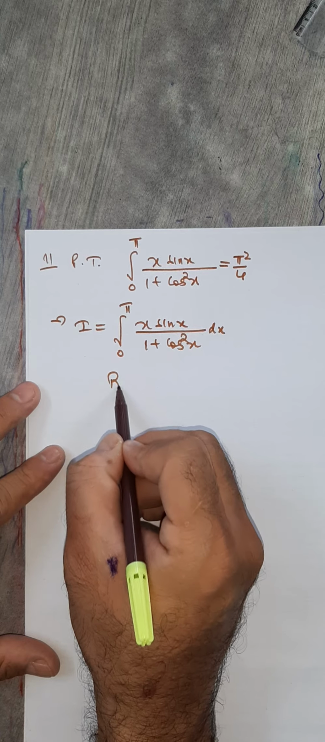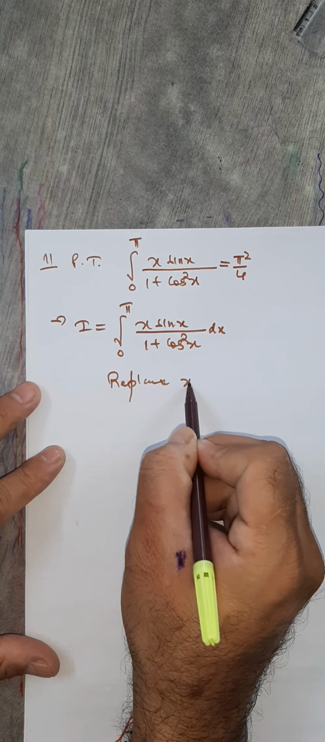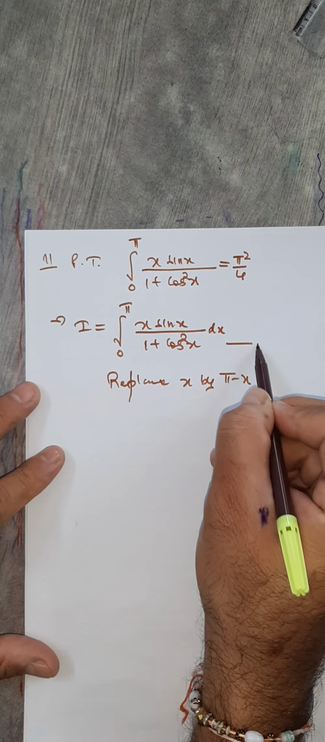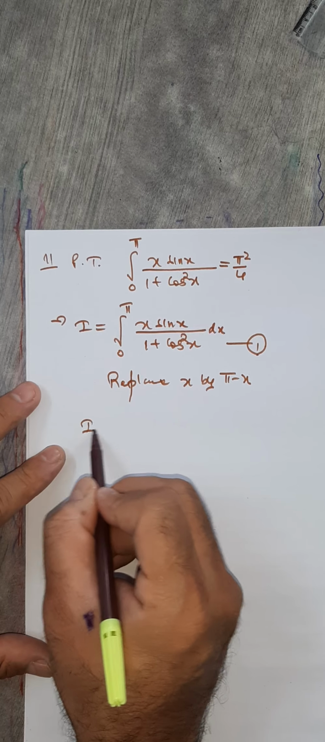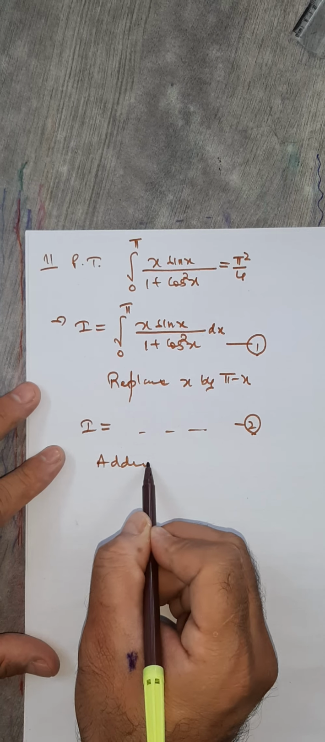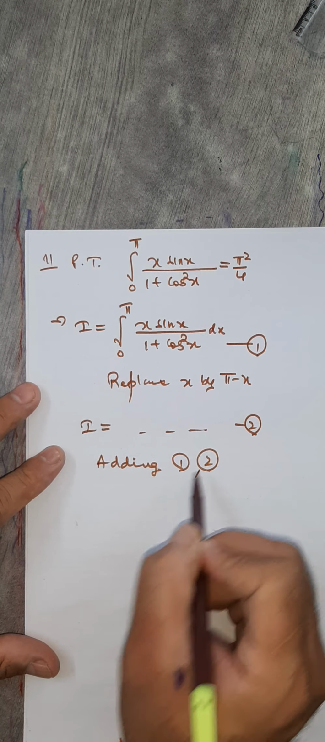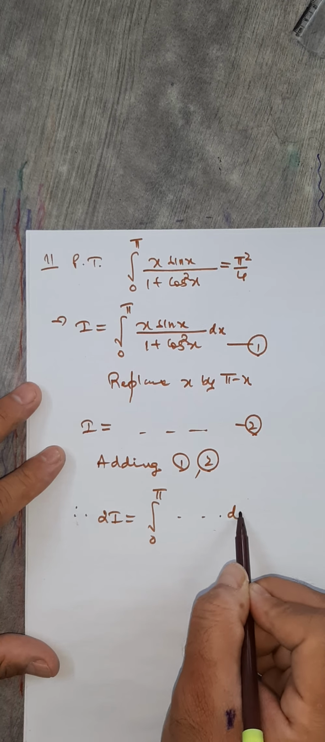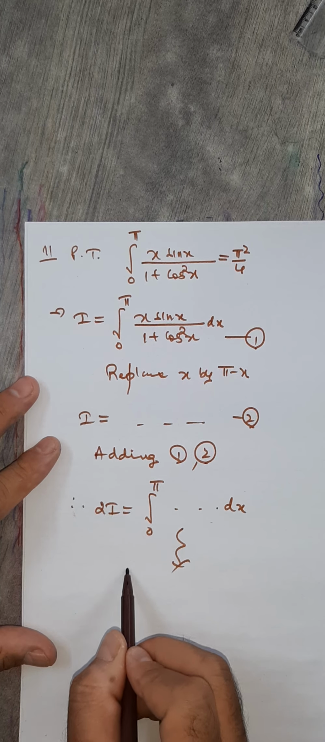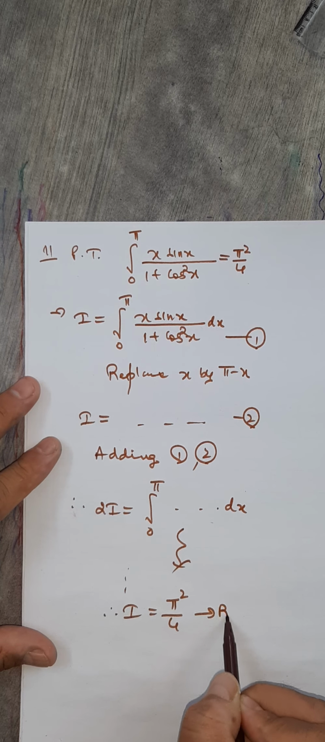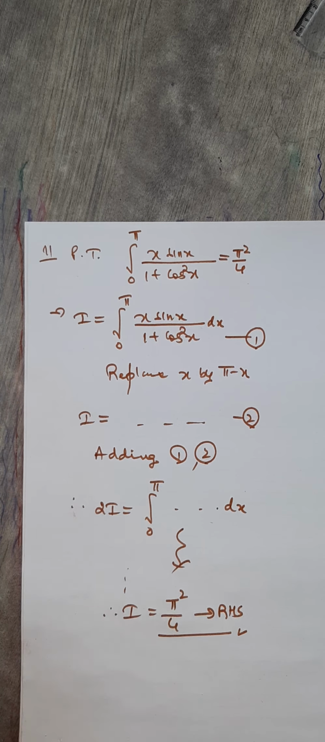The first obvious step is replace x by pi minus x, call this 1. If you use this, you'll get one more integral, call this 2. Then as we did earlier, adding 1 and 2, we'll get 2I equals integral 0 to pi of some expression, then you need to integrate this. Finally, you will get I equals pi square by 4, which is your RHS. Do it. I'm sure you can do it if you understood the concept so far.